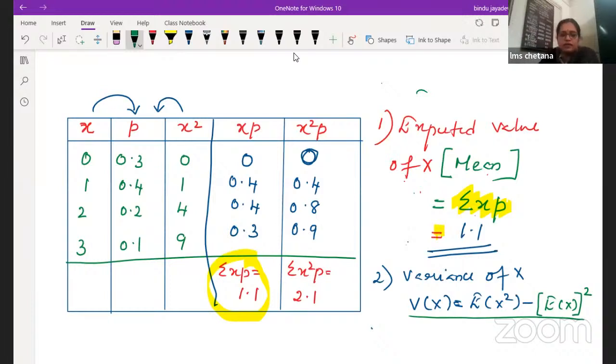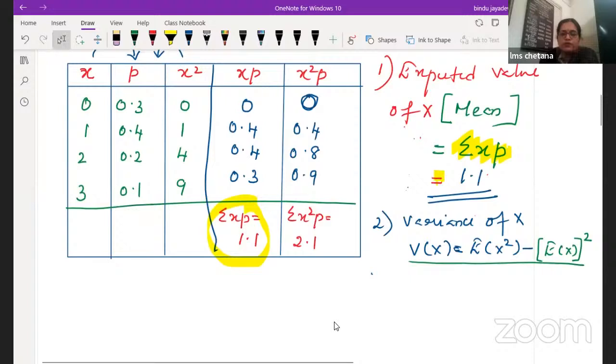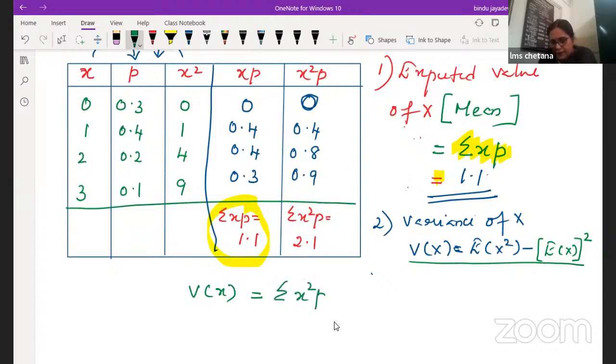What is the difference which is coming here? Just see, this is also easy for you. I'm writing V of x again. V of x equal to E of x square. E of x is sigma xp. Therefore, automatically E of x square equals sigma x square p. In the next line, you write E of x square as sigma x square p, and minus bracket E of x the whole square. First you wrote this formula, then you substituted for E of x square. Now you can substitute the values.